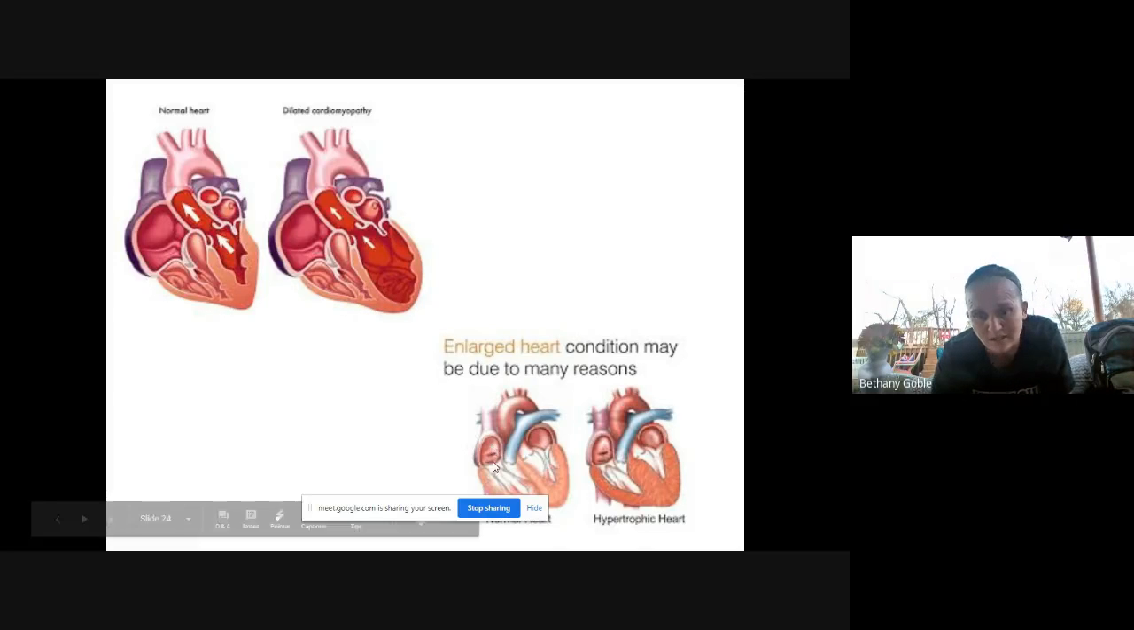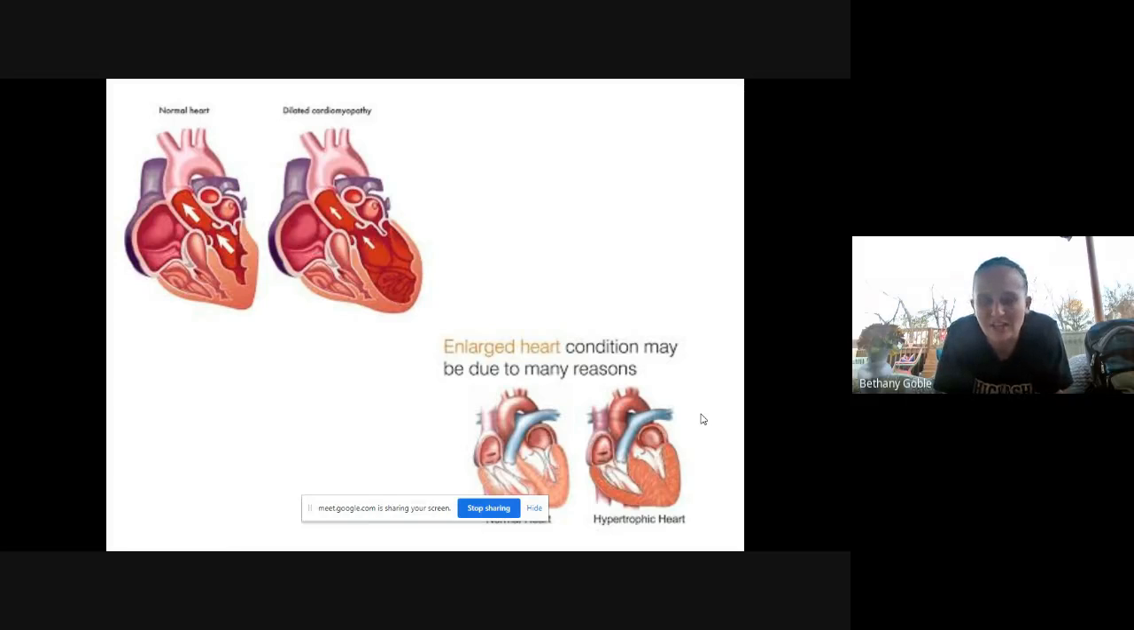This picture down here, obviously the left side's a normal heart. The right side shows the hypertrophic. This is like the enlarged heart because the muscle walls are too thick. You might be like, heck yeah, that's good.